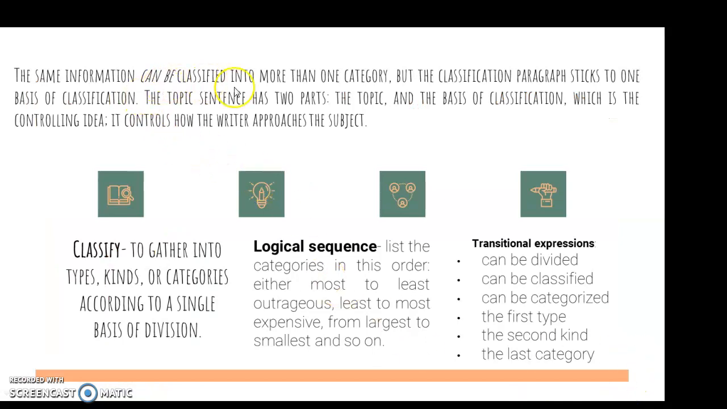The same information can be classified into more than one category, but the classification paragraph sticks to one basis of classification. The topic sentence has two parts, the topic and the basis of classification, which is the controlling idea. It controls how the writer approaches the subject. Here we need to keep in mind three important elements that we need to know before writing a classification paragraph or essay that later you will write.